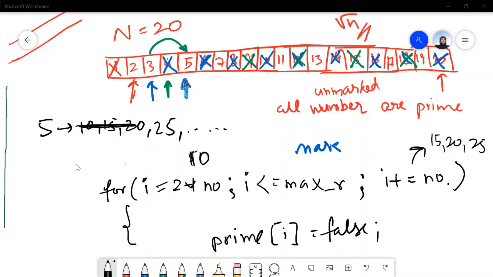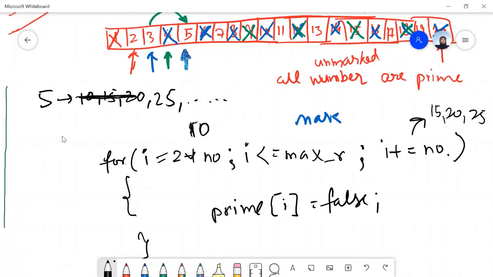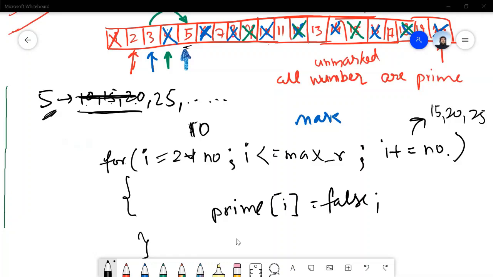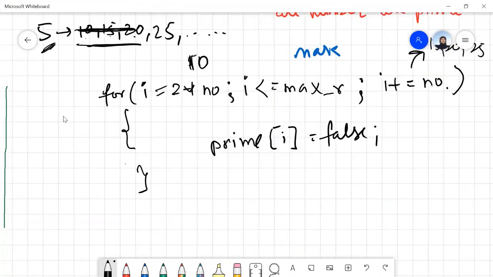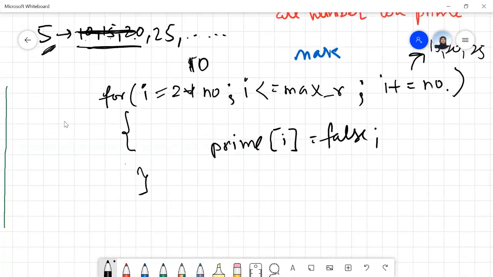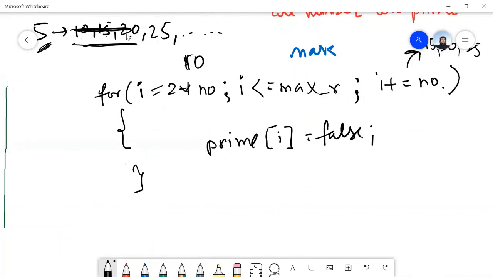If time would have been there, I would have explained why this happens. But for now, you can say it's a property that before n square, where n is 5, all would be marked by some of the numbers before 5. Say 10, 15 and 20 are already marked by the numbers before 5, 2, 3 or 4. So they would be automatically the multiples of 2, 3 or 4. So this is a property you can say. So for now, we don't need to check for all the multiples. We'll start from n square.